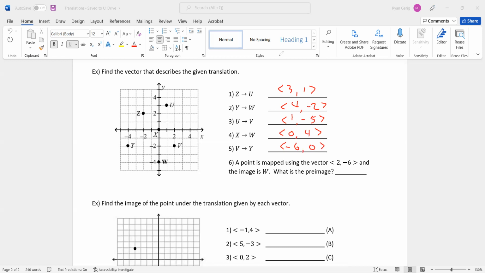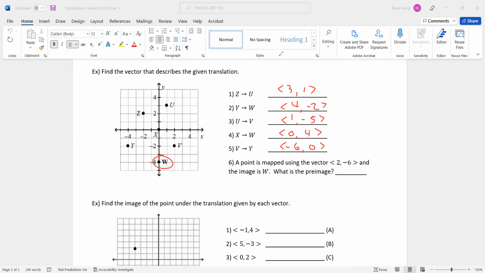Okay, a point is mapped using the vector 2, -6, and the image is W. What is the pre-image? Now, this was making you think backwards. So a random point on here that's not plotted. I'm not telling you where we're starting. I'm telling you where we're ending. When I say the image is W, we are ending here. And we ended there after going right 2 and down 6.